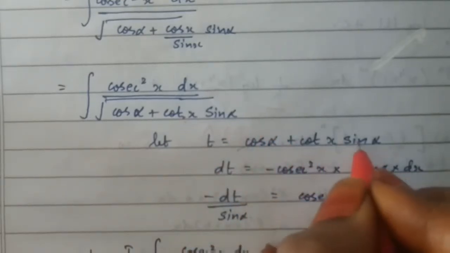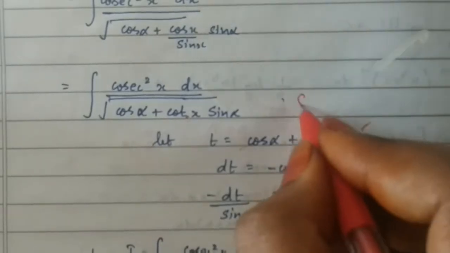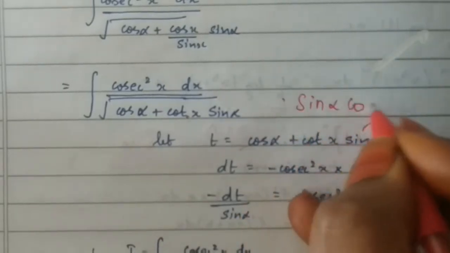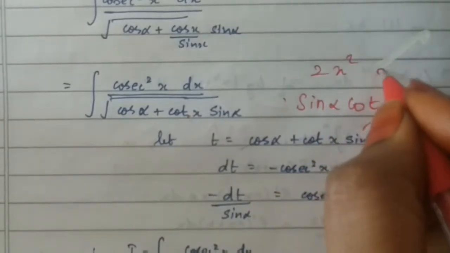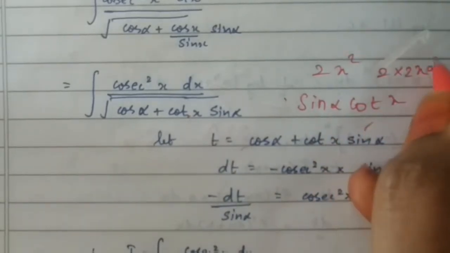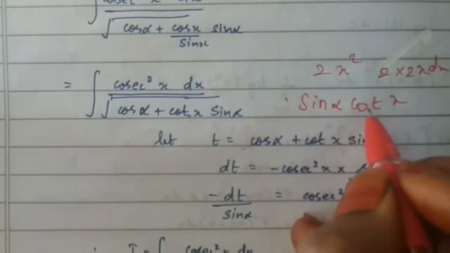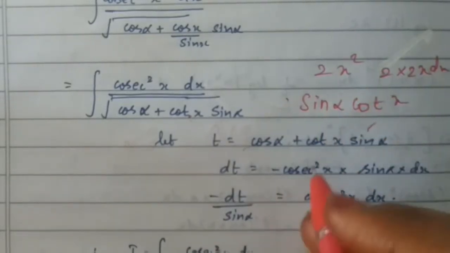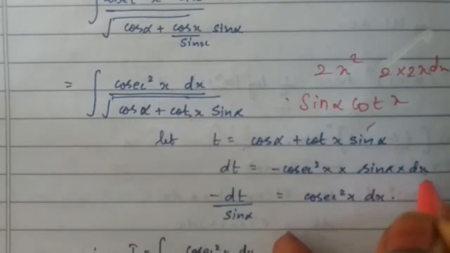Cot x, here sin alpha, therefore sin alpha is a constant. Sin alpha into cot x, therefore sin alpha is a constant. Therefore, sin alpha into cot x, when you differentiate, you will be getting minus cosecant square x. Therefore, dt is nothing but minus cosecant square x into sin alpha dx.